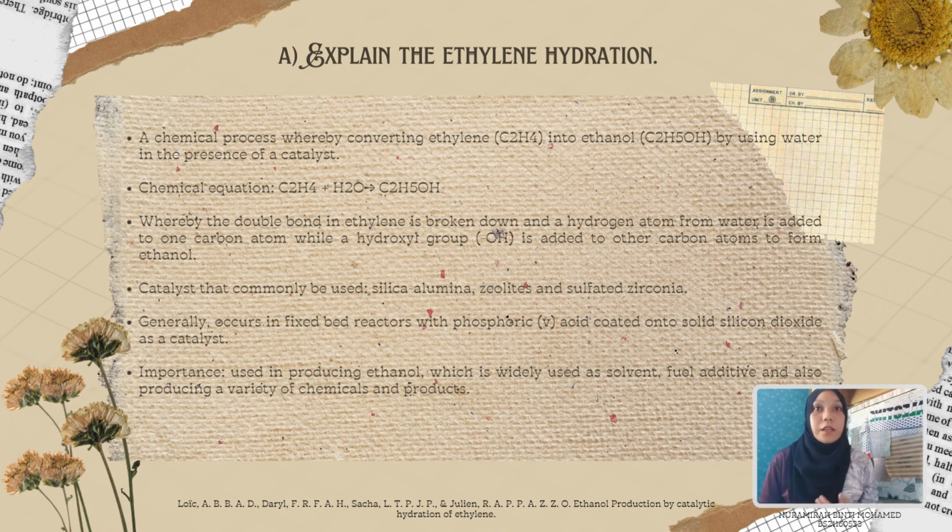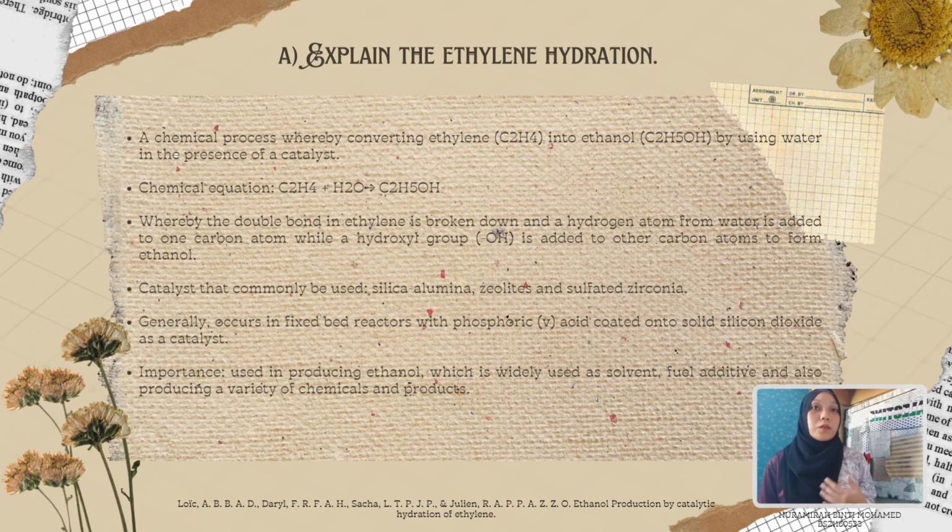Ethylene hydration is basically a chemical process whereby ethylene, C2H4, is converted into ethanol, C2H5OH, by using water in the presence of a catalyst. The chemical equation includes C2H4 in addition to water, H2O, to produce C2H5OH. In this process, the double bond in ethylene is broken and a hydrogen atom from the water is added to one carbon atom, while a hydroxyl group, OH, is added to the other carbon atom to form ethanol. Generally, the catalysts used are silica alumina, zeolite, and also sulfated zirconia.